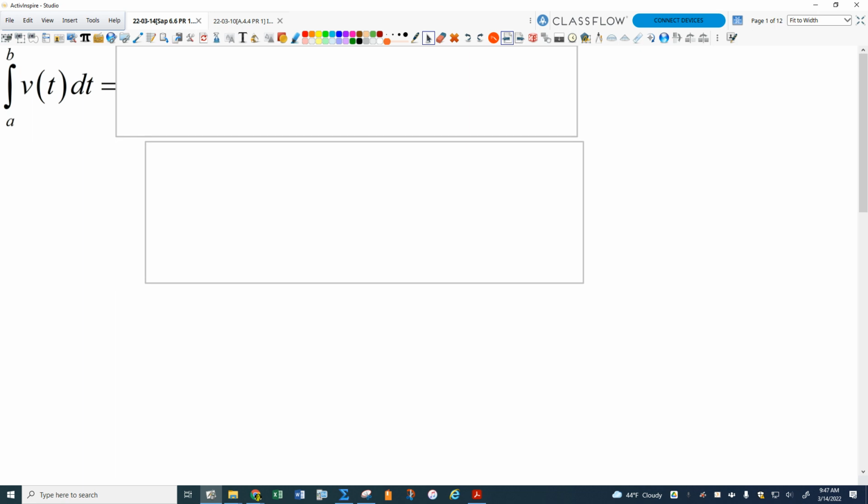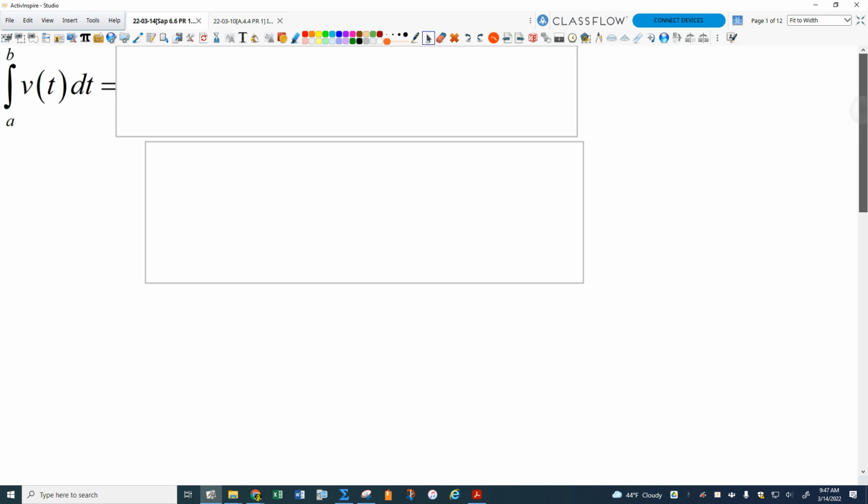What happens if you do something like this? What if I take the derivative of velocity from A to B? I think we mentioned this briefly. What's that going to give you? Yeah, the integral. Sorry, did I say derivative? Yeah, integral from A to B.